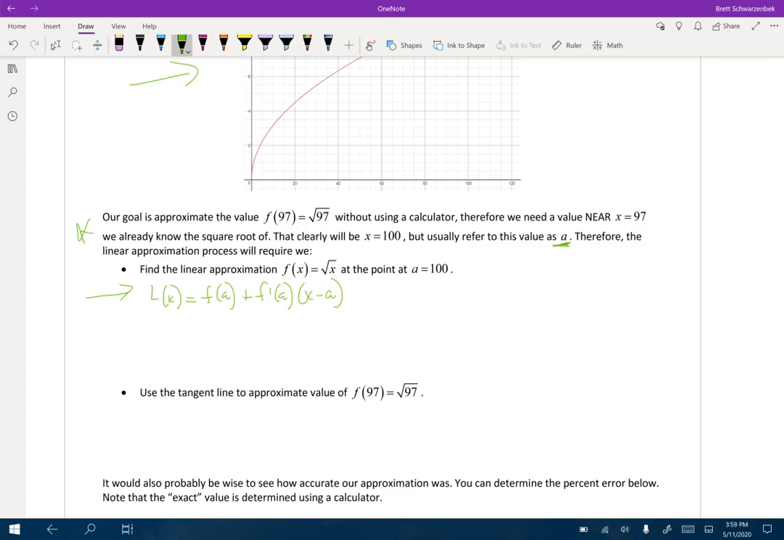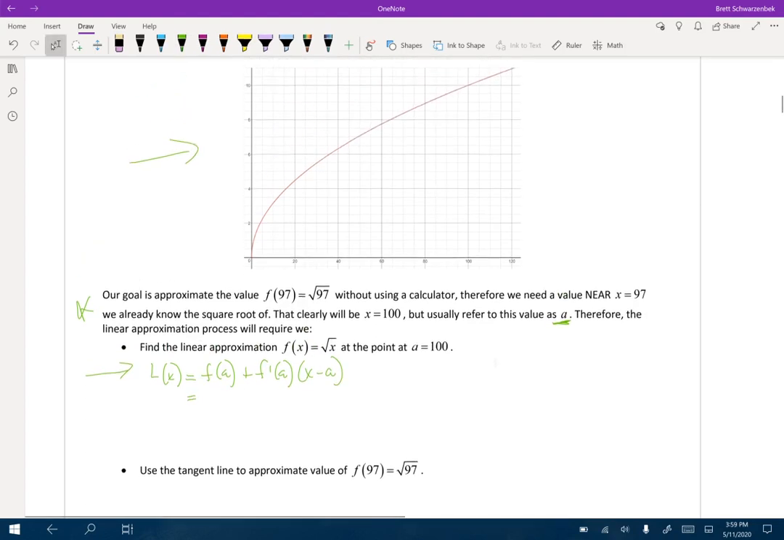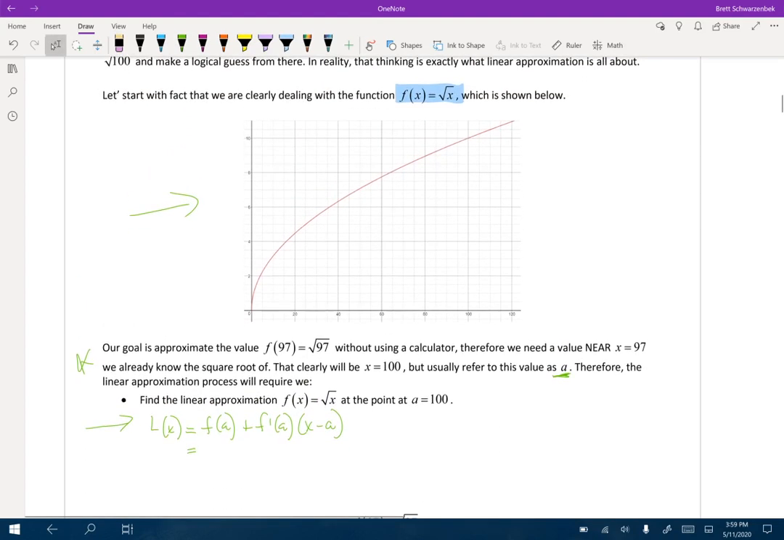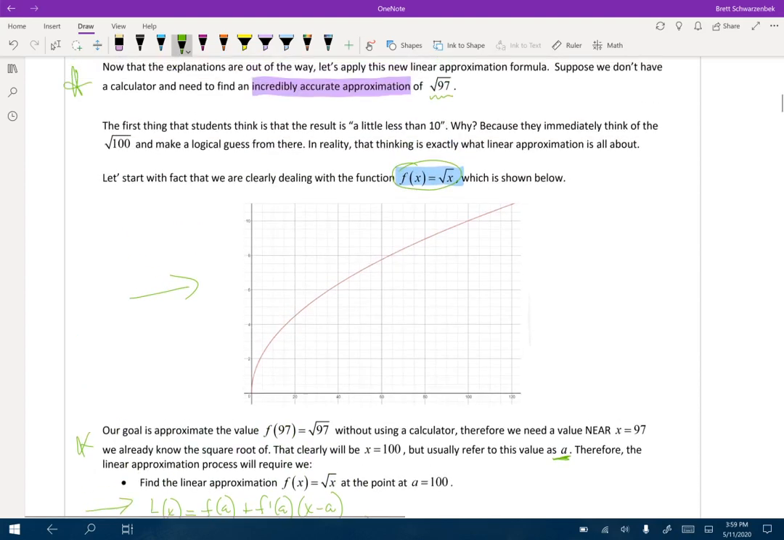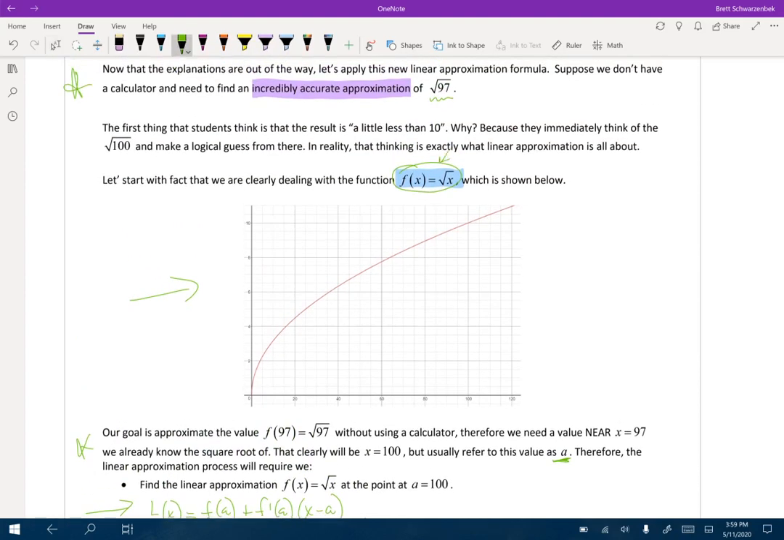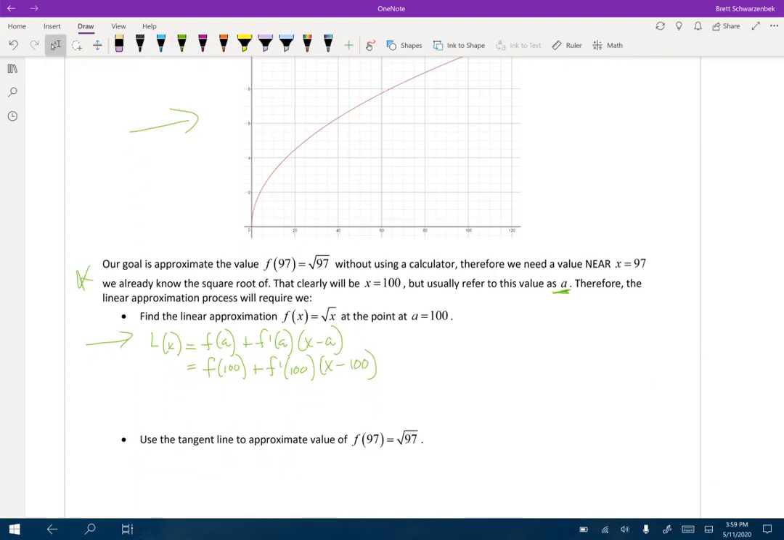So how would we accomplish that? We would want to find the equation first. Think about our equations. We need f of x, and f of x is root x. So what we need to find is f of 100 plus f prime of 100 times x minus 100. That is our goal. So what is f of 100? Well, that is plugging 100 into root x, so this is root 100.